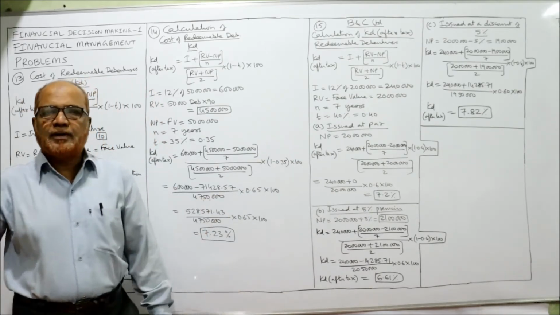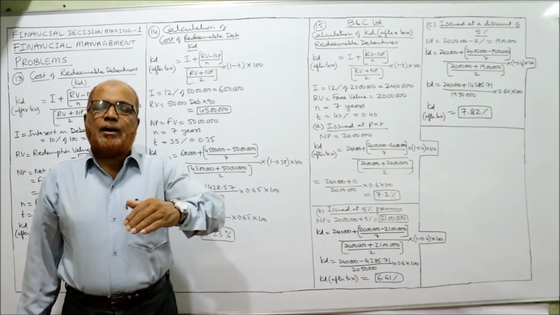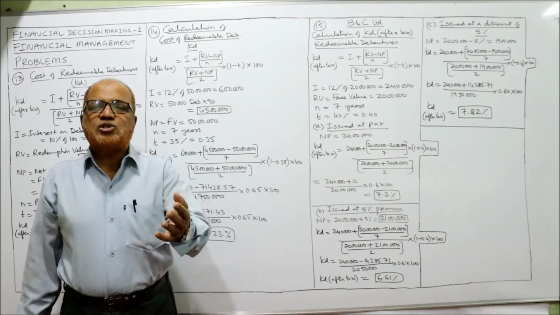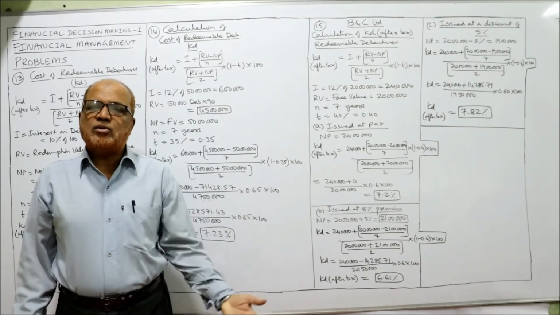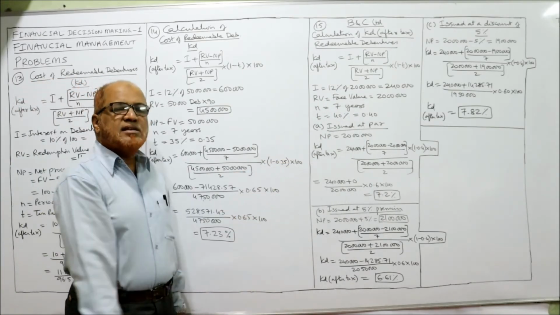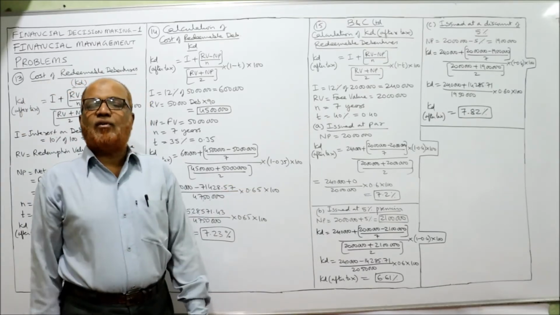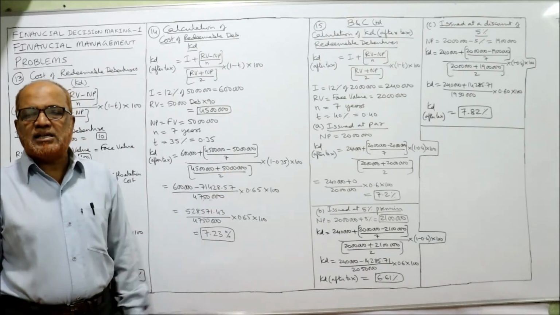Then RV, redemption value. At the end of the 7th year, how much will the company return back? Nothing is given, so we assume face value. The face value will return. The face value is 20 lakh, so RV is equal to 20 lakh. N is equal to 7 years, the period of redemption. T is equal to the tax rate, 40%, 0.4. That's it. Now we will take the cases one by one.